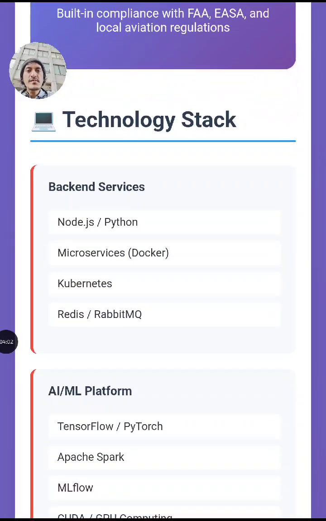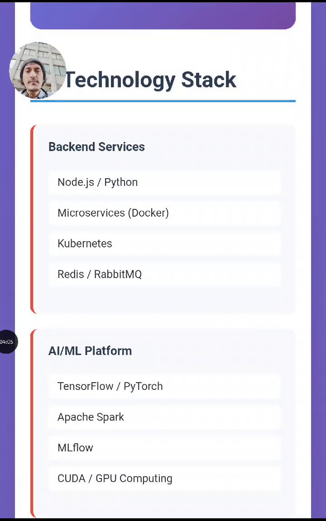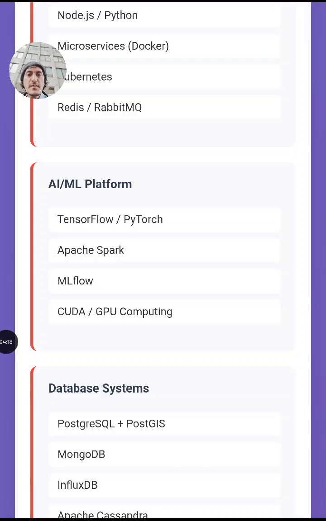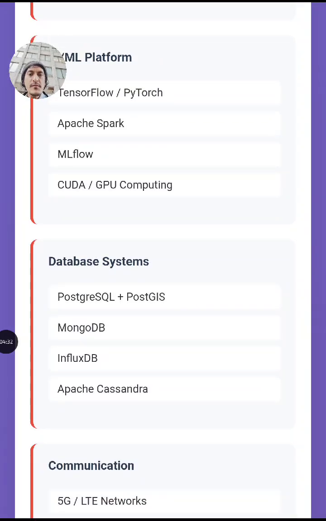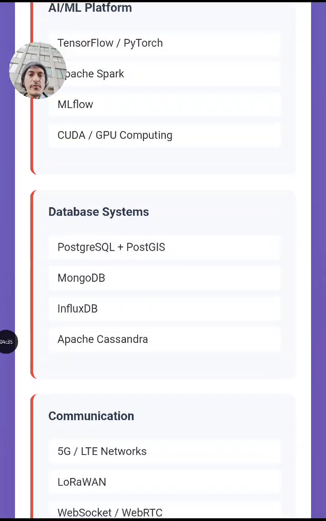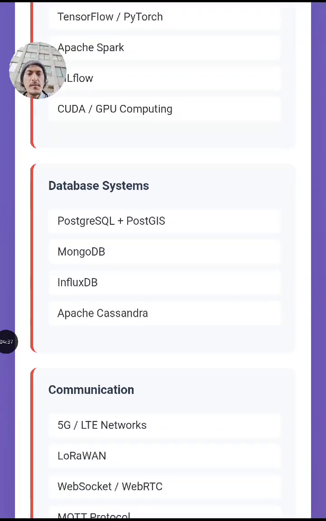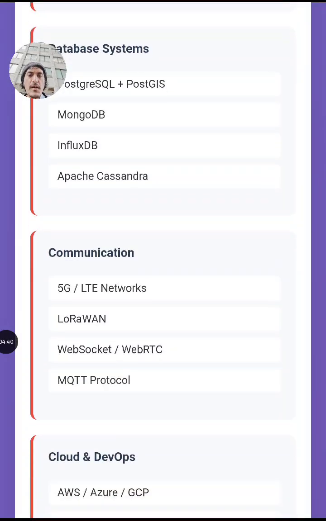So looking at the technology stack. In backend services, as usual, we can use Node.js, JavaScript/Python, microservices with Docker, Kubernetes, Redis, RabbitMQ. For the AI and machine learning platform, there is TensorFlow, PyTorch, then Apache Spark, MLflow, and CUDA for GPU computing hardware support. Then database systems: PostgreSQL, PostGIS, then MongoDB, InfluxDB, Apache Cassandra.